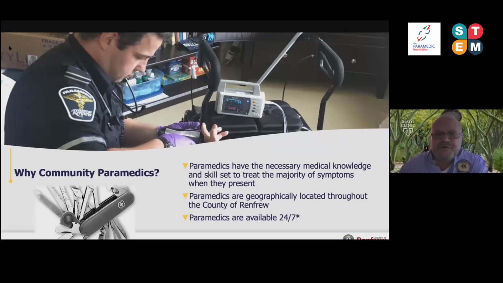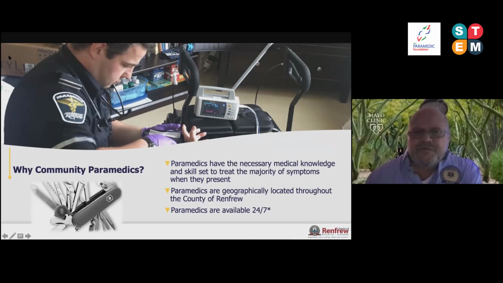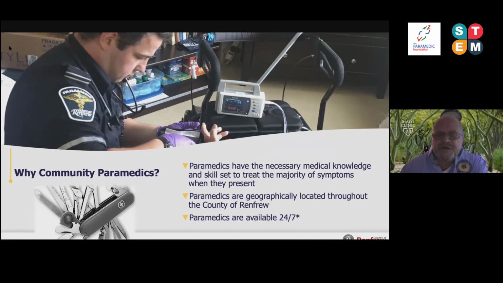As I mentioned early on, paramedics have a really broad scope of practice and skills that they're able to do. And we're simply taking the things that they already do and having them use them in a primary care, public health, or specialty care environment.